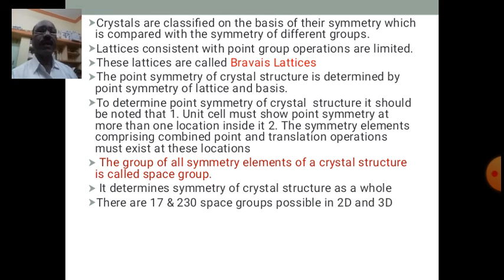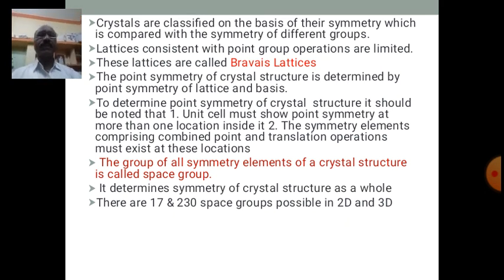Crystals are classified on the basis of their symmetry, which is compared with the symmetry of different point groups. We have to compare the symmetry of the crystals with the symmetry of the point groups. There should exist some kind of symmetry element inside the crystal, isn't it?